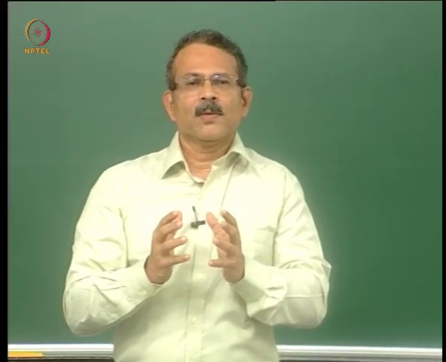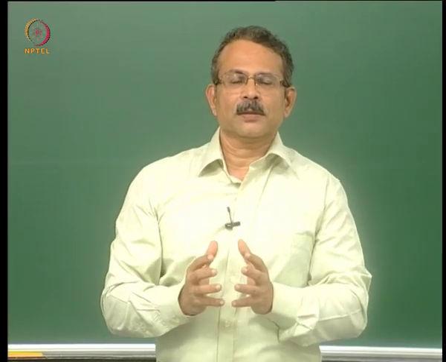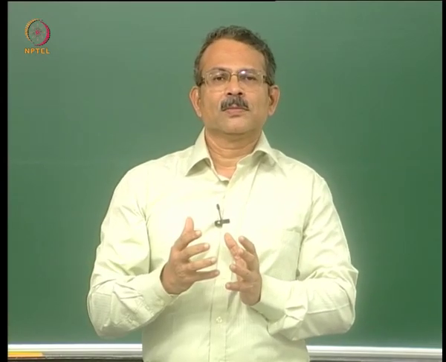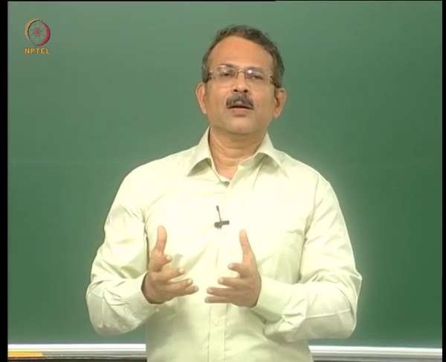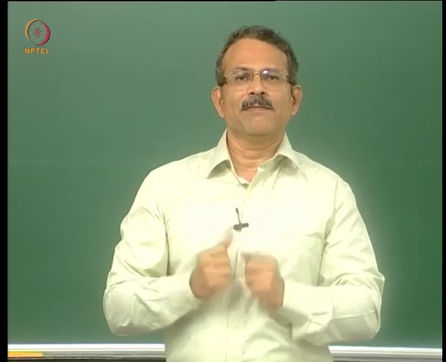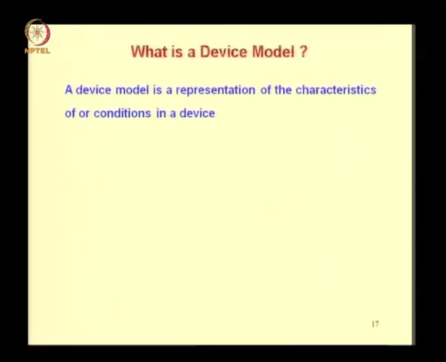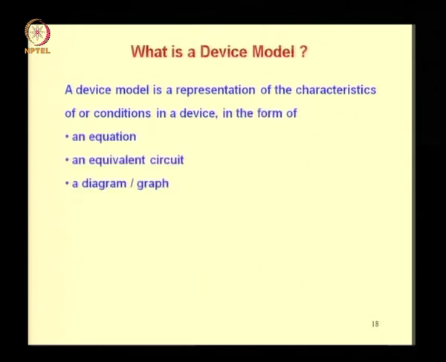So even a diagram is a kind of a model. Graph also is a kind of model. Similarly, a table could also represent the model of a device. Therefore, we can summarize by saying that a device model is a representation of the characteristics of or conditions in a device in the form of an equation, an equivalent circuit, or a diagram or graph. One could also include table in this category.